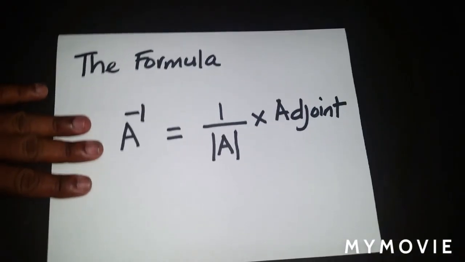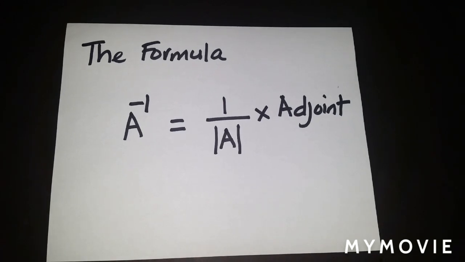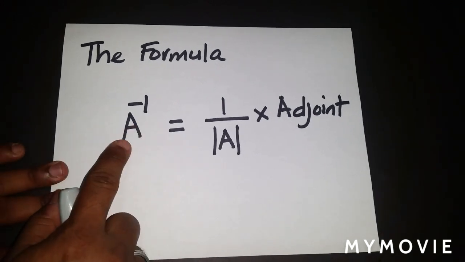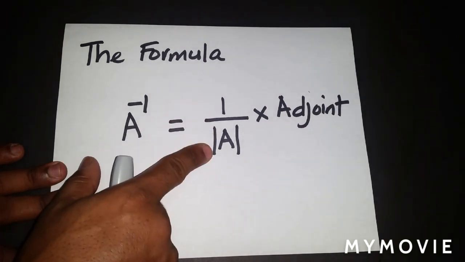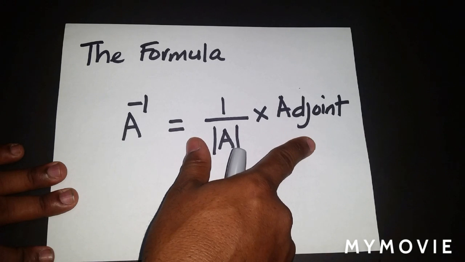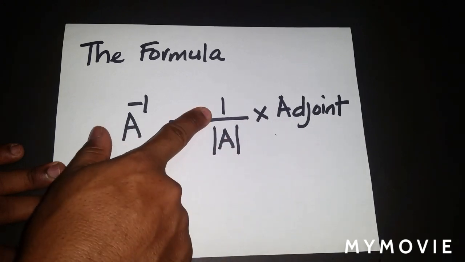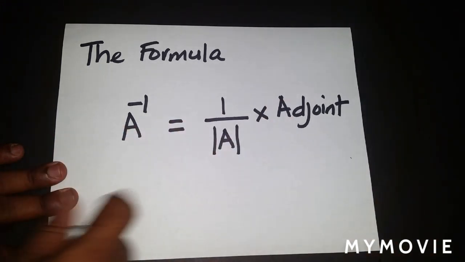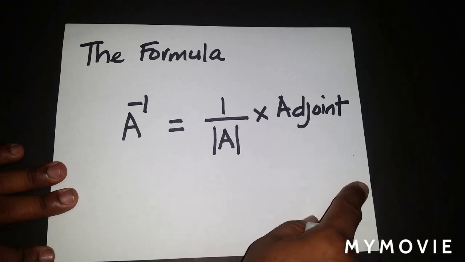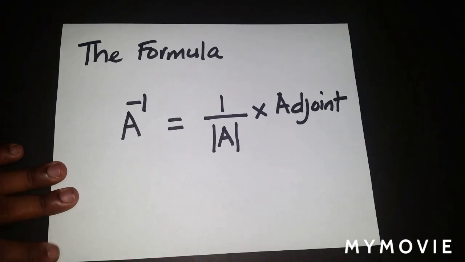Before we actually look at the first example, let's just look at the formula that finds the inverse of a matrix. So the inverse of matrix A would be equal to 1 over the determinant of A times the adjoint. So the inverse of a matrix is equal to 1 over the determinant times the adjoint of matrix A. This is the formula that we're going to be using to determine the inverse.